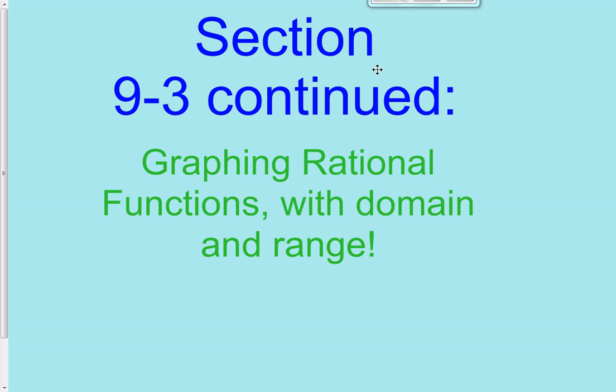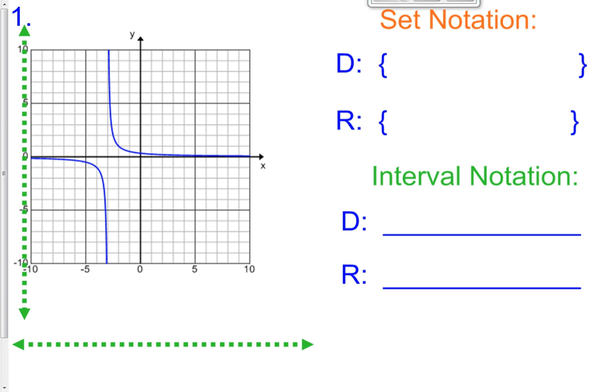Hi class, now that we have learned how to graph a rational function, let's talk about its domain and its range. So what the x values can be and what the y values can be. Looking at this first one, the domain is always going from left to right.